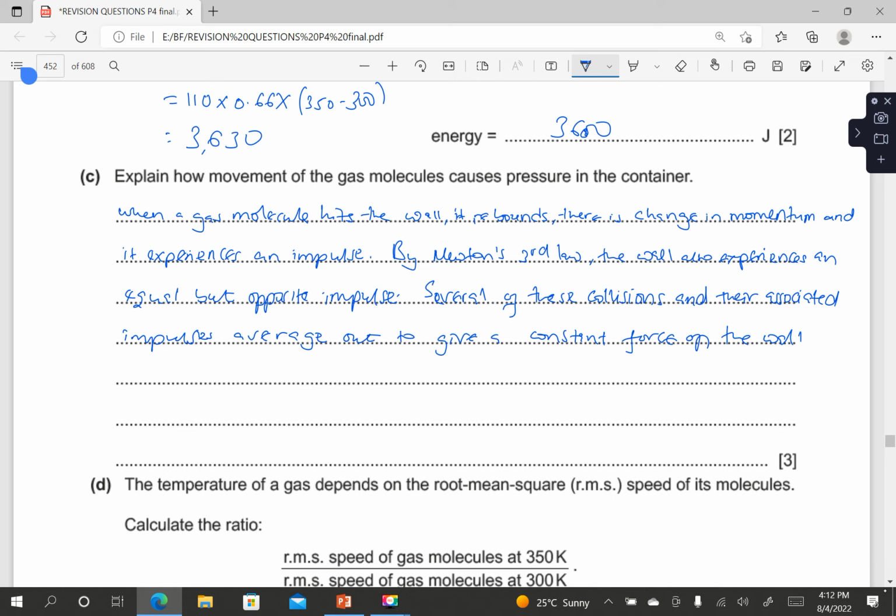The force acting over a surface area of the container is the pressure of the gas molecules. Okay.